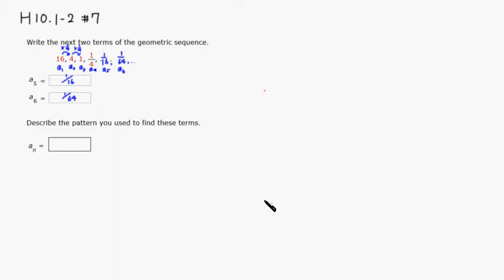Then we want to figure out a pattern. So if you write it out, A1 is 16, and A2 is 16 times 1/4, right? And A3 is equal to 16 times 1/4 squared, and A4 is 16 times 1/4 cubed.